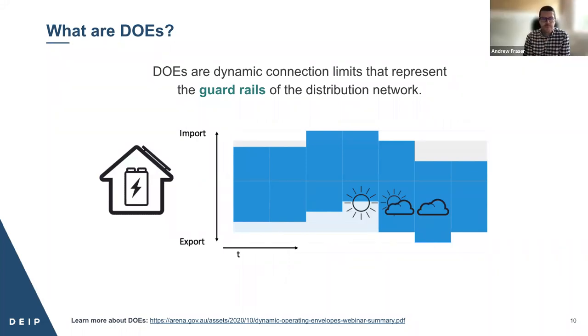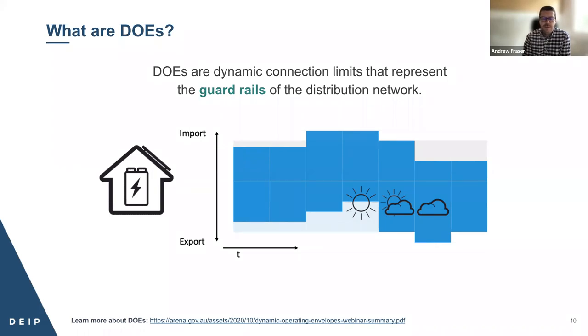So just firstly, a quick recap on what DOEs are and a brief introduction for those that aren't familiar with what they are, what the terminology is. So DOEs really, as a concept, represent the guardrails of the network capacity. And we can think of it more as a dynamically changing set of limits. And as Craig mentioned, we're primarily focused on just export limits, although that can be applied to the import side as well. So we do have import and export limits today. They're set by the DNSP. They're really just static or fixed limits at the moment.